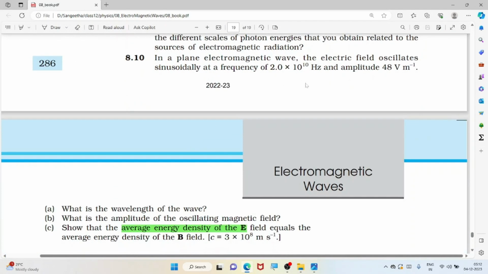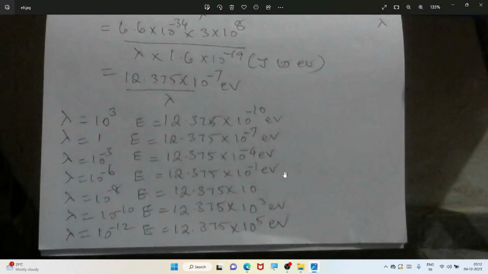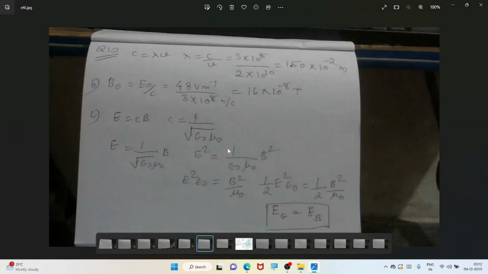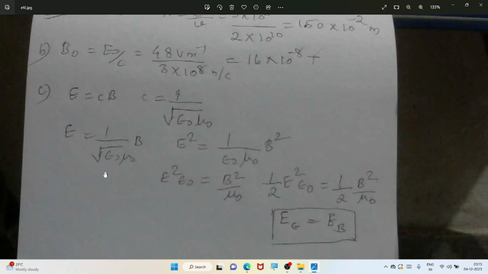In a plane electromagnetic wave, the electric field oscillates sinusoidally with a given amplitude. What is the wavelength of the wave? This is the wavelength: velocity of light in vacuum divided by the frequency. B naught equal to E naught by C. They already know C equal to v lambda.